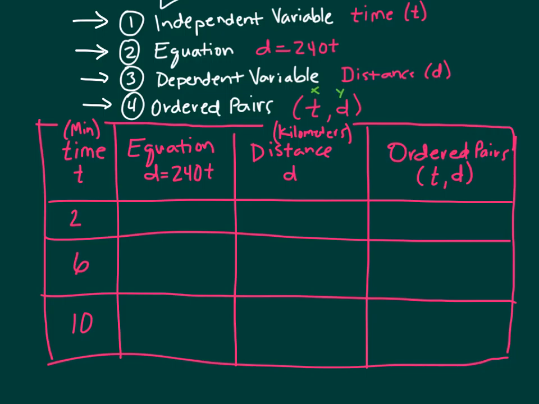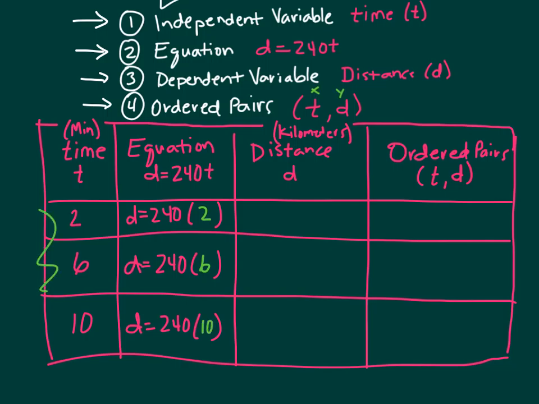And now when we fill in our equation, it will be D equals 240 times my time. Same thing here. D equals 240 times my time. I just plugged in what T was. These numbers right here are just me guessing. They're not me finding information in the book. It's what I've guessed. Now I solve.